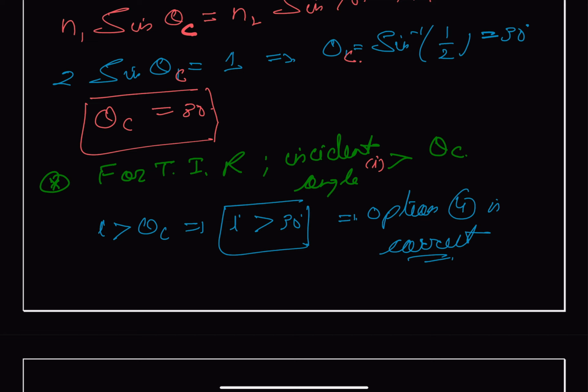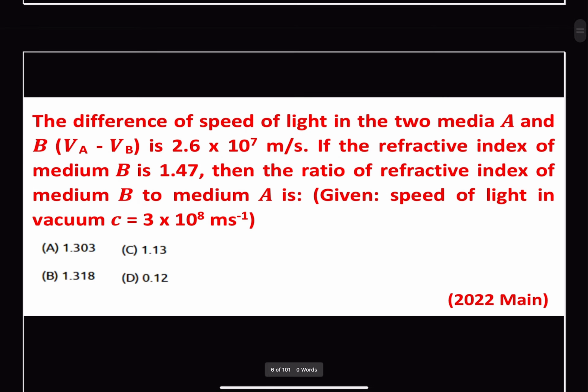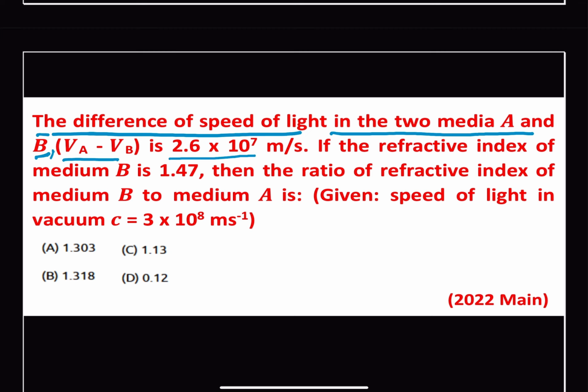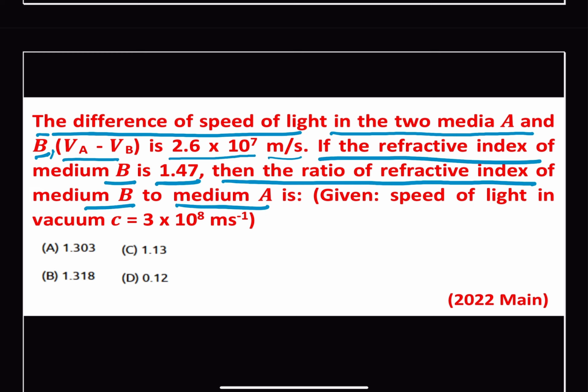Next question, and it states that the difference in the speed of light in the two media A and B, that is VA minus VB, is 2.6 into 10 to the power 7 meter per second. If the refractive index of medium B is 1.47, then the ratio of the refractive index of medium B to medium A is, given the speed of light in vacuum is 3 into 10 to the power 8 meter per second.